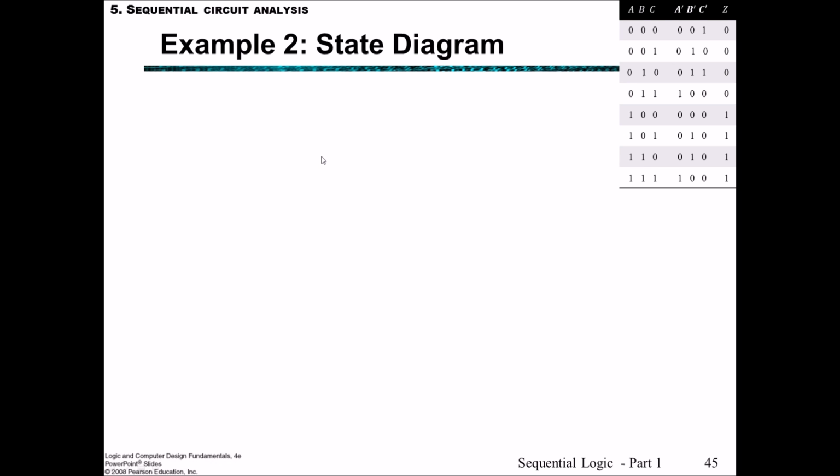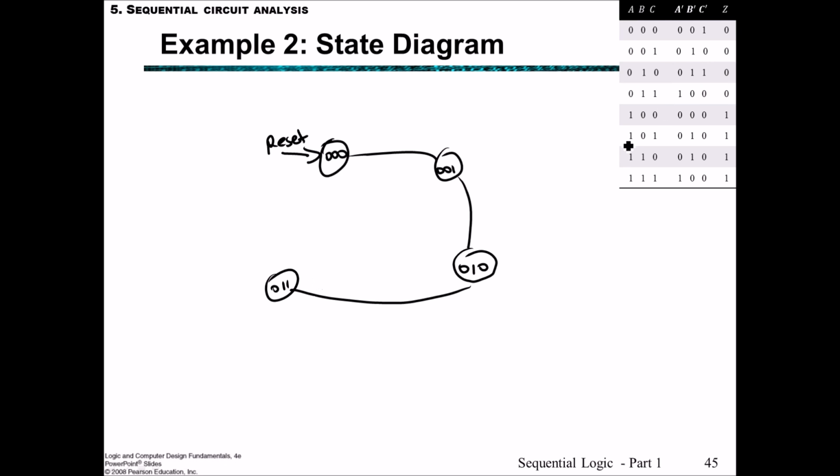Now based upon this state table from the previous page, let's draw the state diagram. It starts with a reset back to state 0,0,0. From state 0,0,0, we move to state 0,0,1. From state 0,0,1, we move to state 0,1,0. From state 0,1,0, we move to state 0,1,1. From state 0,1,1, we move to state 1,0,0. And from state 1,0,0, we move to state 0,0,0.